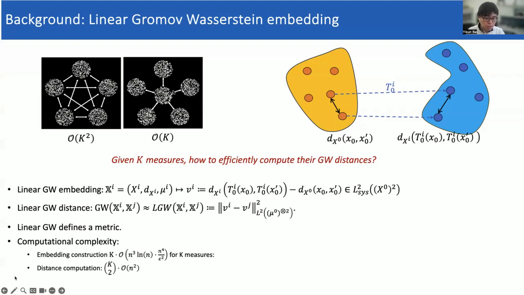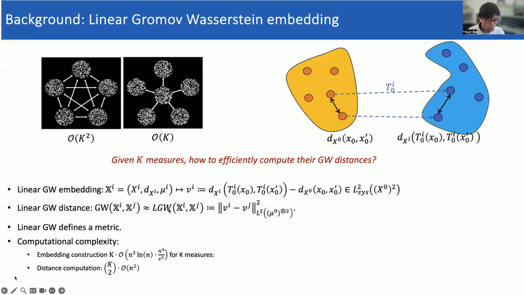Their idea is first to find a reference measure, and for each target measure, we compute the GW transportation plan between the reference measure and the target measure. Suppose the transportation plan is given by this mapping, and we use this function, which can be treated as the displacement from the source domain to the target domain. This displacement function we call a linear GW embedding. Given two such embeddings, if you compute their L2 distance, the resulting distance we call the linear GW distance. Numerically, the linear GW distance can be used to approximate the original GW distance.